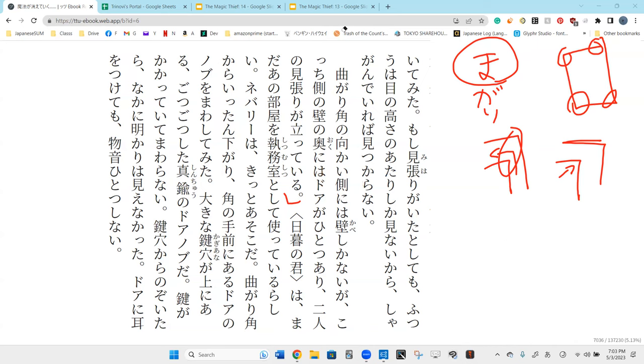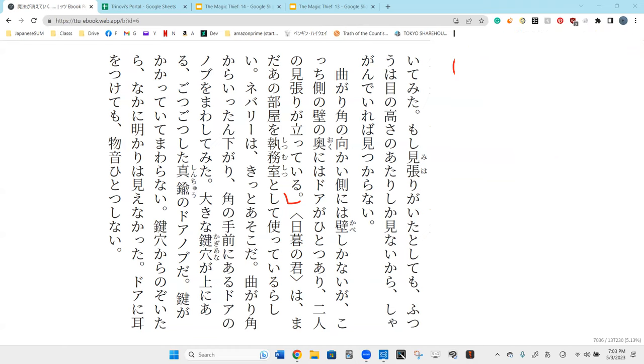Why is it kabe shikanai? Kabe is the noun. So what does kabe mean? Kabe is a wall. What does nai mean? Nai means non-existent. So kabe ga nai means there's no wall. Shika though has a different kind of meaning. What does shika mean? Shika is nothing but. So other than the wall, there's nothing there. On the side opposite to the bend, other than the wall, there's nothing there.